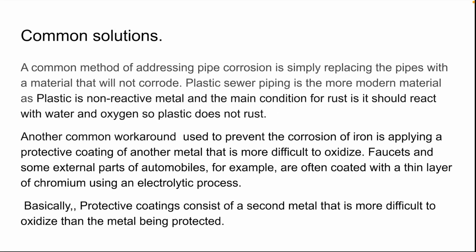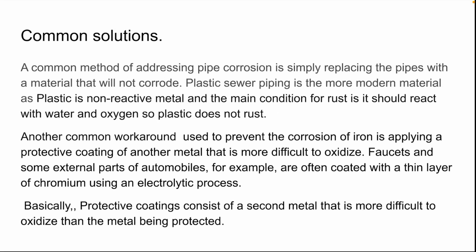Some common solutions to address pipe corrosion. One common method of addressing pipe corrosion is just replacing the pipes with a material that won't corrode. Big surprise: plastic sewer lining piping is the modern material they use nowadays. Obviously, this is used because plastic is non-reactive, and the main condition for rust is that it should react with water and oxygen, and plastic does not, so it does not rust.